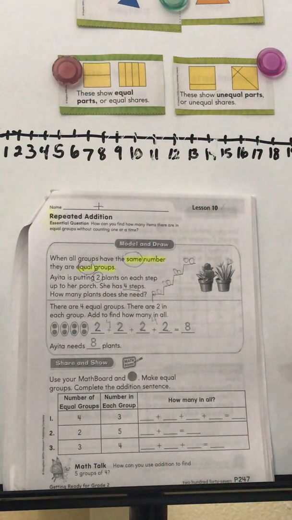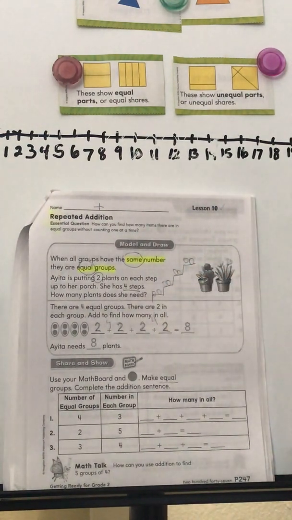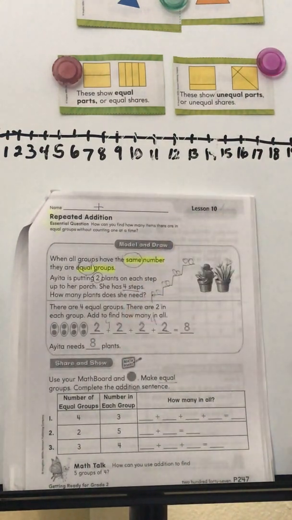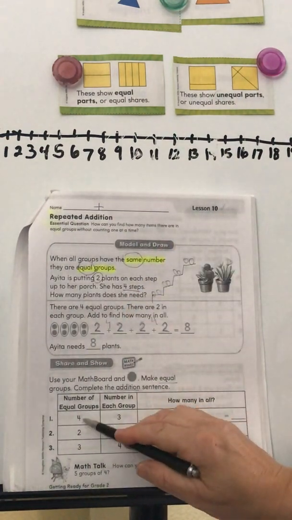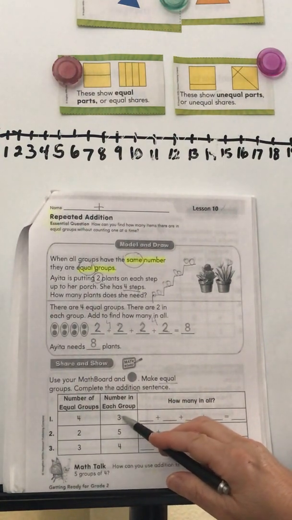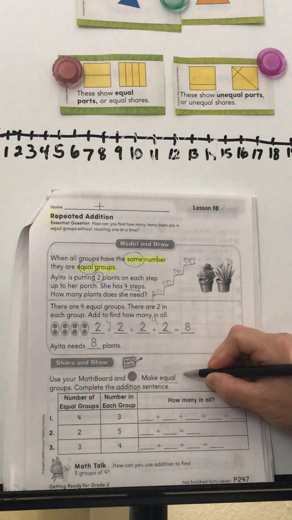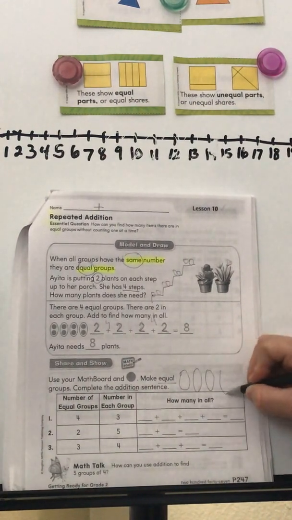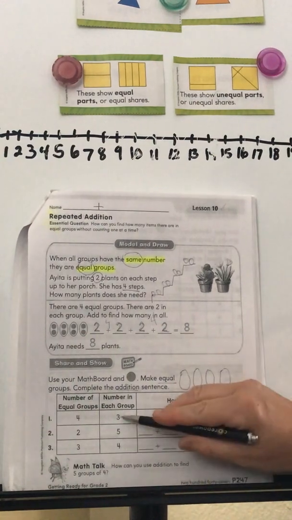Okay, so we're going to make equal groups. They have to be the same. And write an addition sentence. Okay? So here's our groups. We have 4 groups and 3 in each group. If you want to, you can draw a picture. So 4 groups, 1, 2, 3, 4, and 3 in each group.